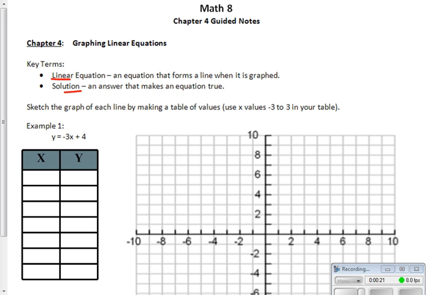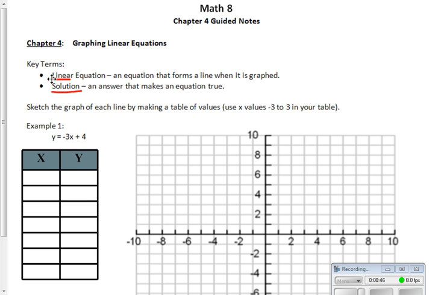Solution. A solution is an answer that makes an equation true. So whatever you put in for x, you would get an answer for y. That ordered pair would be a solution. It would be an answer to that equation. There's an infinite number of solutions in these equations because I can plug anything I want in for x here, and I would always get a new value for y when I plug it in.